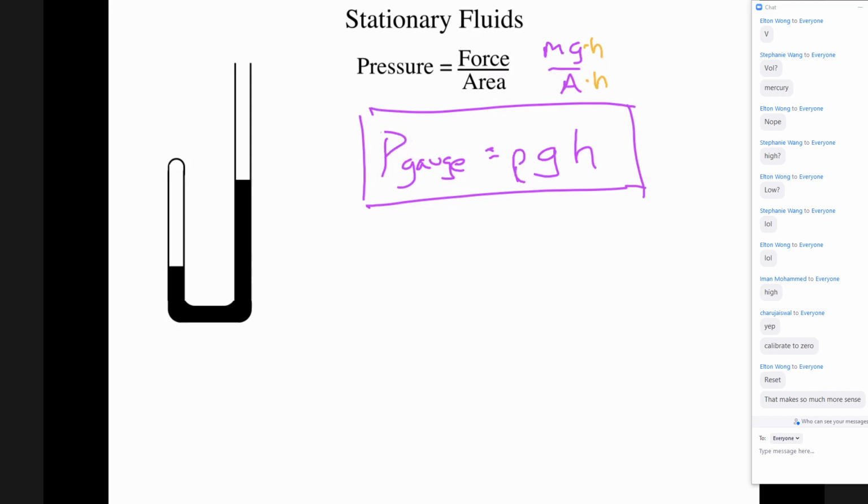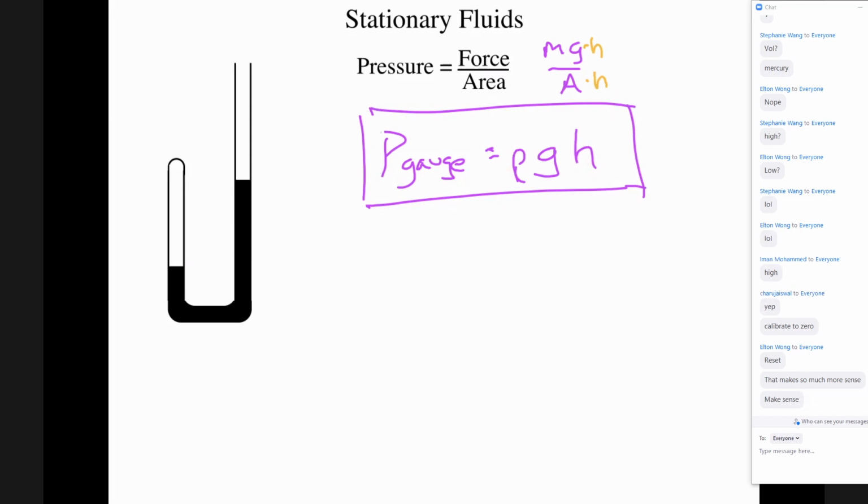Okay, so with that in mind, getting back to this, we use mercury because mercury has a very high density. So because mercury has a really high density, does that mean I can measure pretty high pressures without having a restrictive height? If I used water, it'd have to go up to 32 feet to measure 1 atmosphere of pressure. But if I use mercury, it's about 76 centimeters. It's basically 2.5 feet or so. So it just ends up being a lot easier to use mercury.